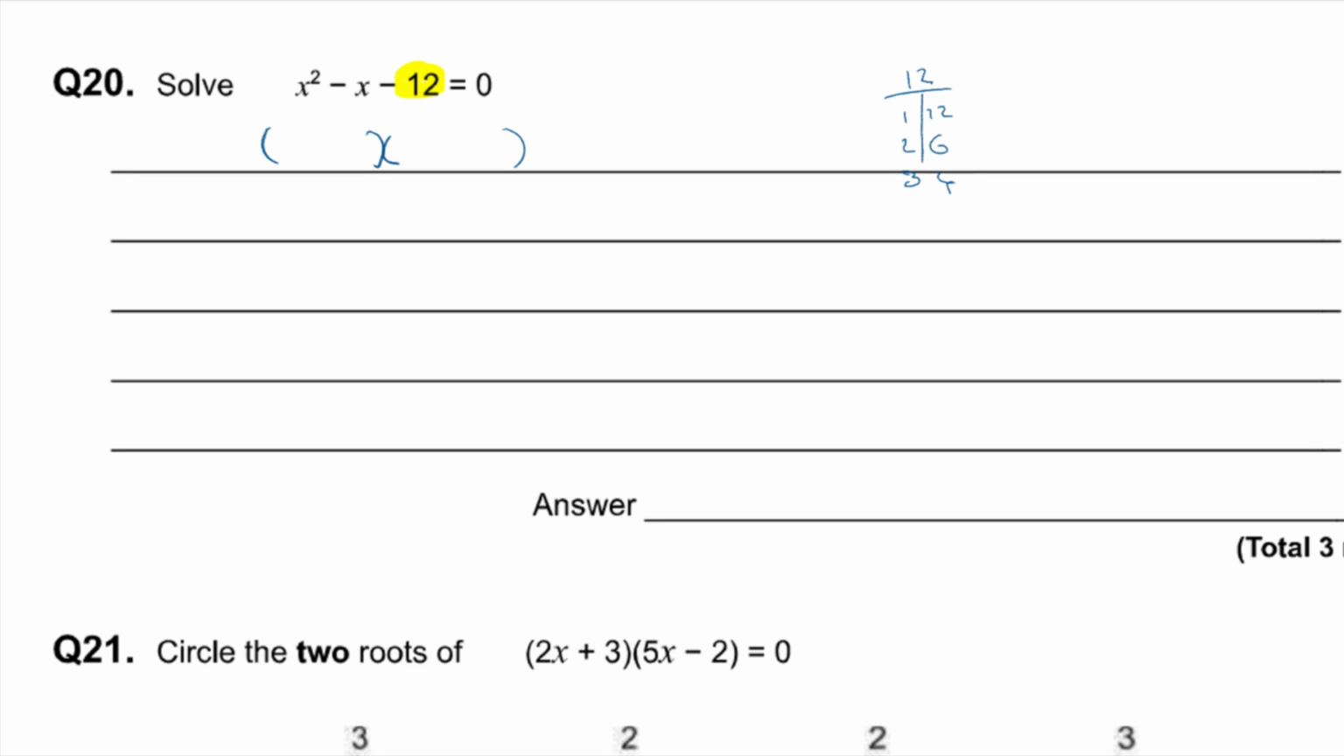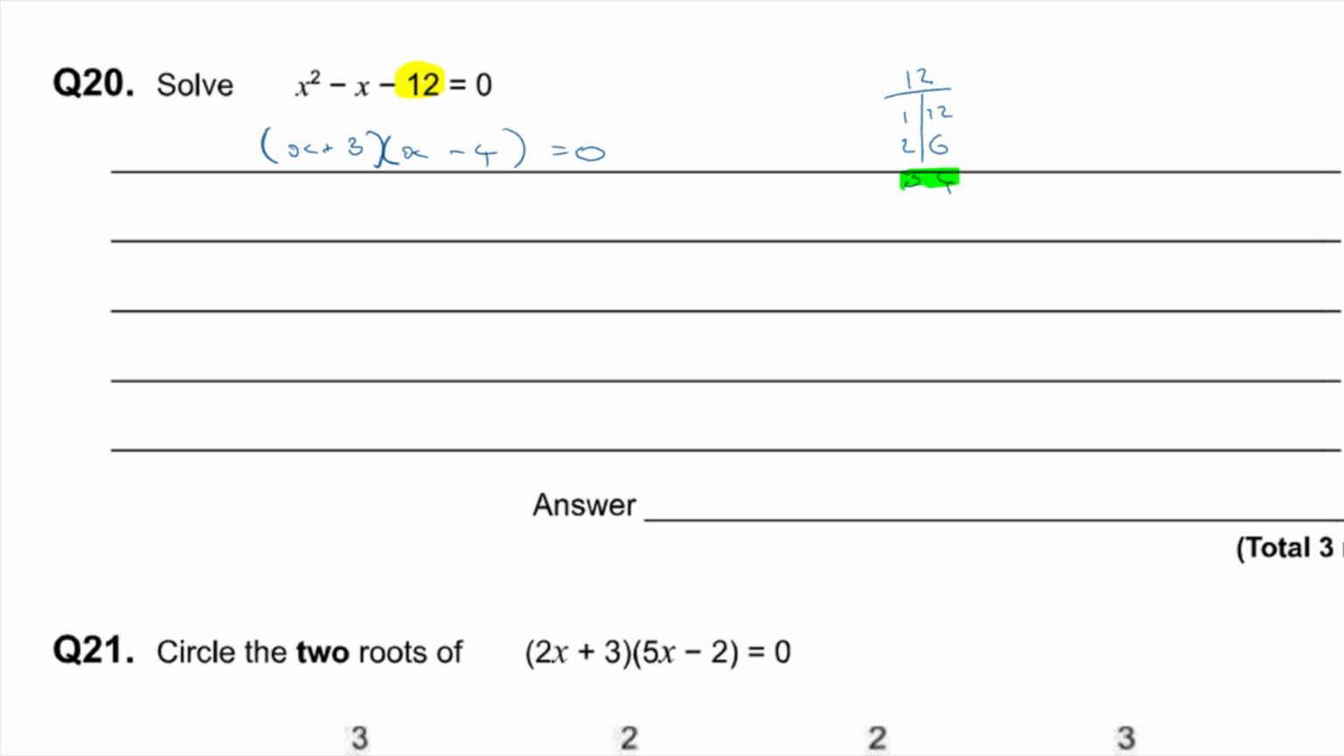Now which combination of those is going to give me a minus 1 in the middle? Well, these two are only 1 apart. So if I make 1 negative and 1 positive, then I'm going to end up with negative 1 in the middle. I'm going to have to make the bigger one the negative one, so I end up with a negative number overall. So (x + 3)(x - 4) is going to be equal to 0. Now if you've got two brackets multiplied together that give you 0, then one of those brackets must be 0 to start with, because that's the only option.